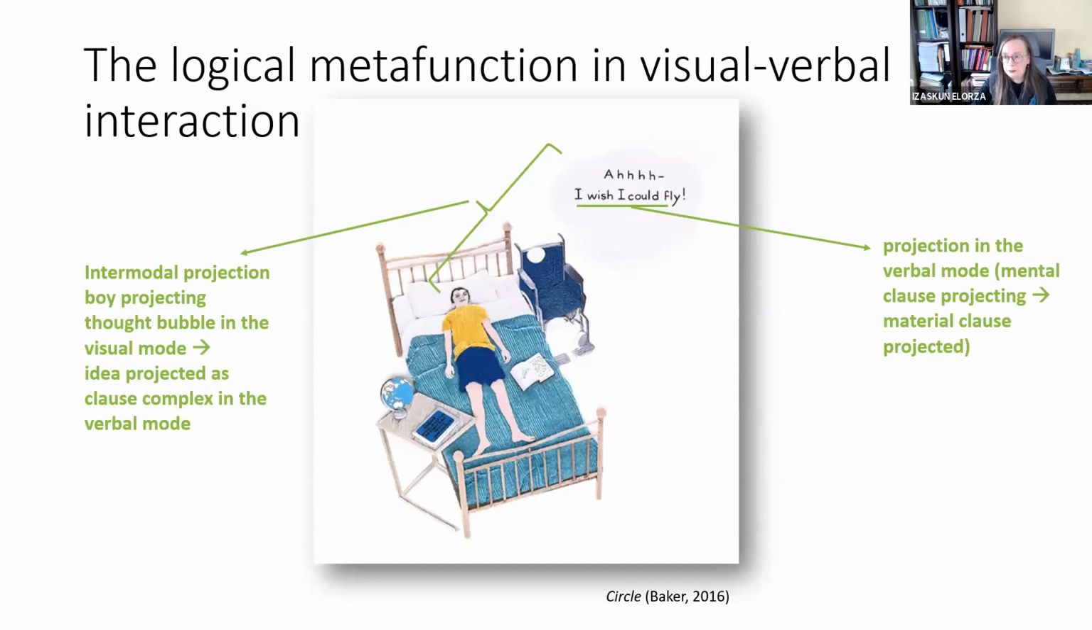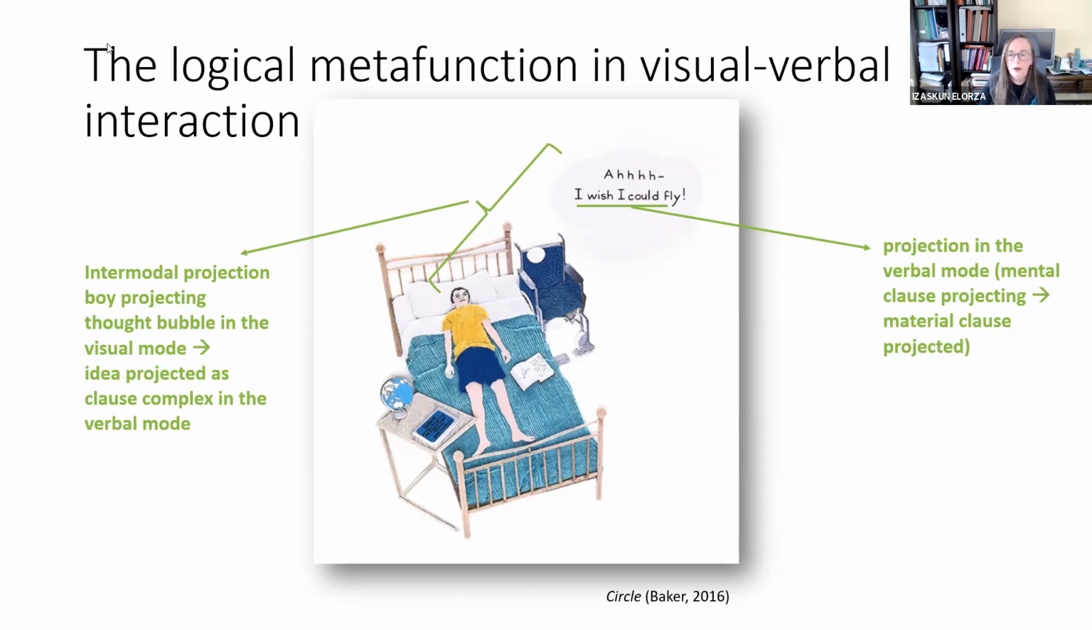This belongs to Jeannie Baker's wonderful picture book titled Circle. And this is what we find just before the narration properly is going to start. So this is the beginning of the narration, indeed. And here we can see this boy lying on bed with a wheelchair by his side and thinking, "I wish I could fly." So we have projection functioning in two different ways.